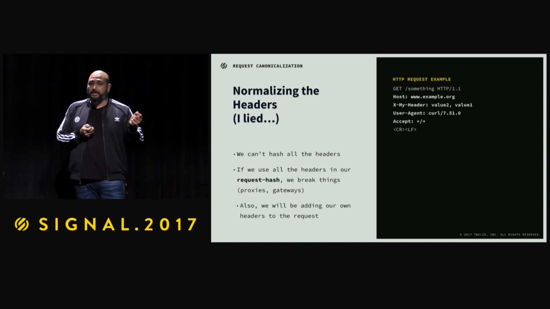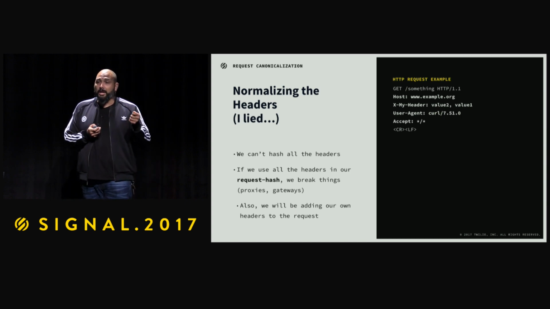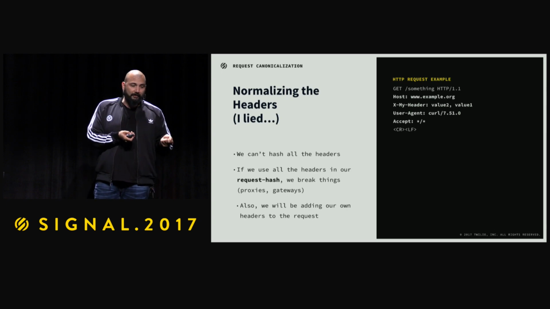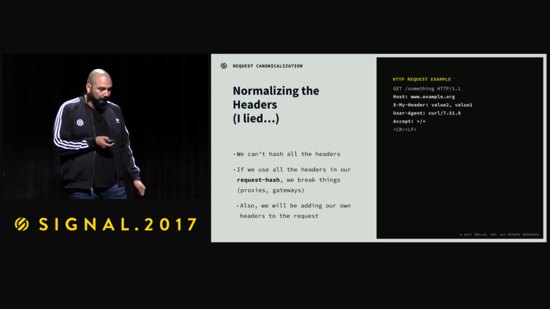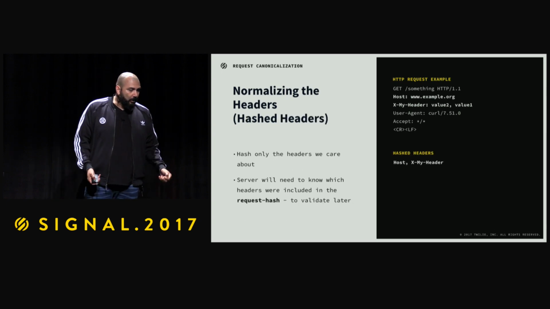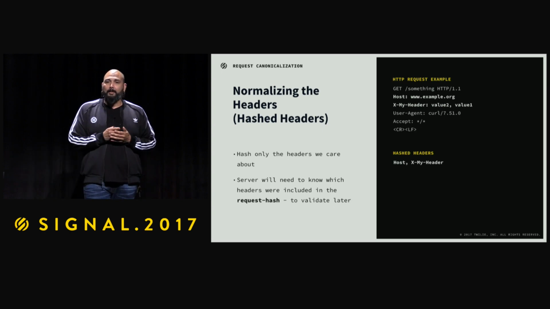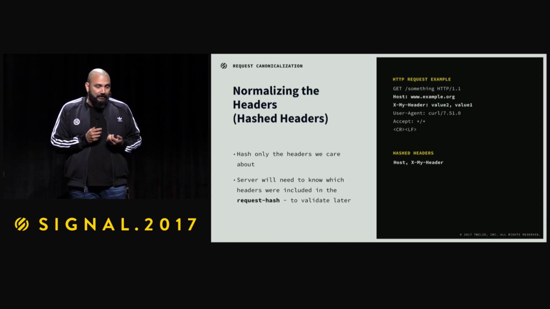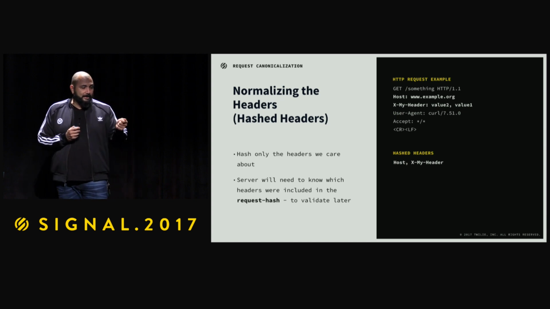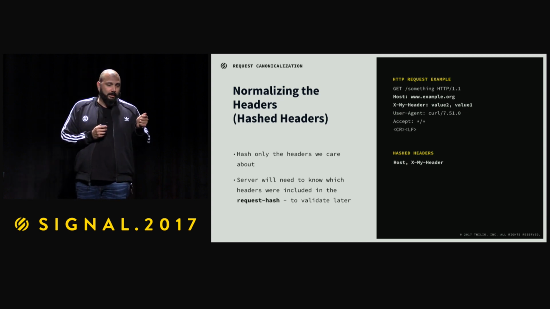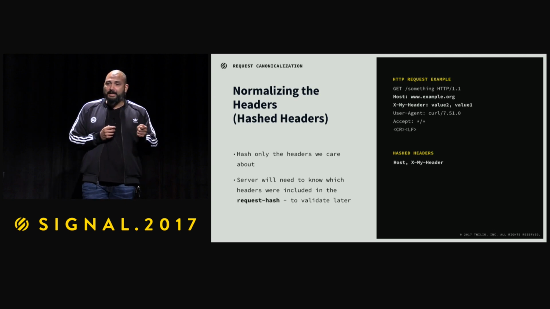Also, after we construct our request hash, we're going to need to add our own header that defines what the request hash is. So what we want to do is we only want to hash the headers we care about. Obviously, some headers are more important than others. So in our case, in our request example, we only want to hash the host header and the xmyheader header.